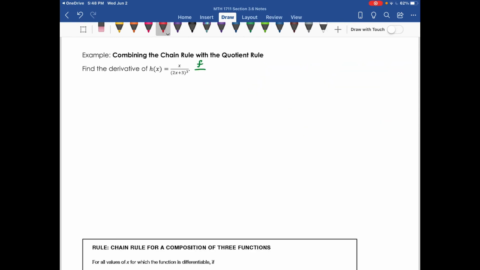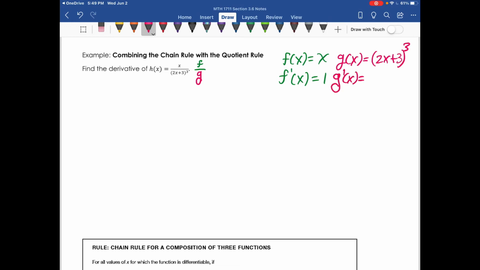Now here's an example of where we would use the chain rule with the quotient rule. So I have a function on top, I'll call that f, and a function on the bottom, I'll call that g. So f of x is x, so the derivative of x is just 1. G of x is the composite function 2x plus 3 to the 3rd. And I know that that's a composite function because my inner function would be 2x plus 3. My outer function would be x to the 3rd.